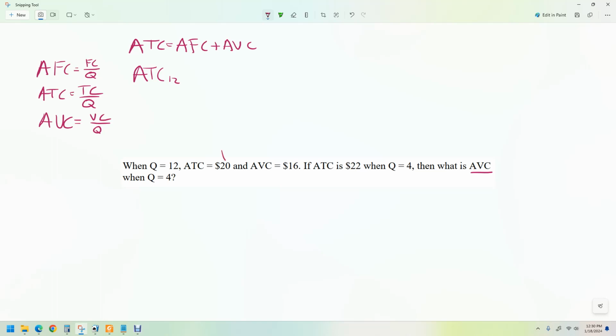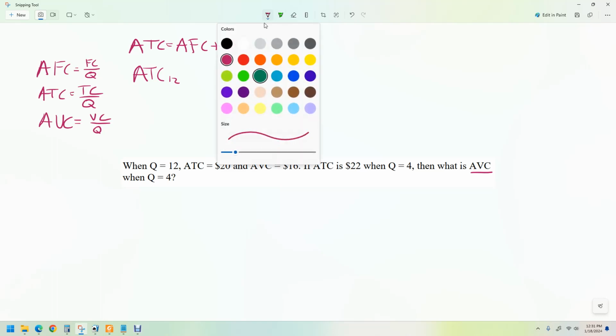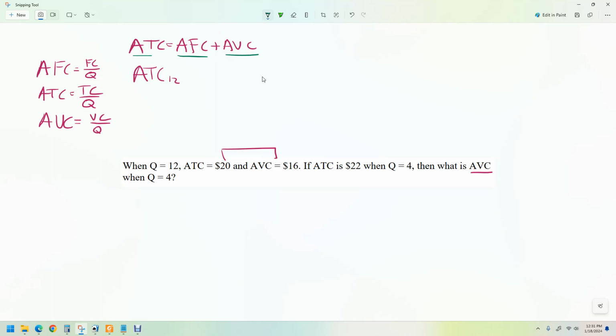One thing that we know is that if you rearrange this function up here and send this over to the other side of the equation, average variable cost at 12 is going to equal our average total cost minus our average fixed cost. We know that this is 20, we know that this is 16, and that is going to equal our average fixed cost, which is going to equal 4.